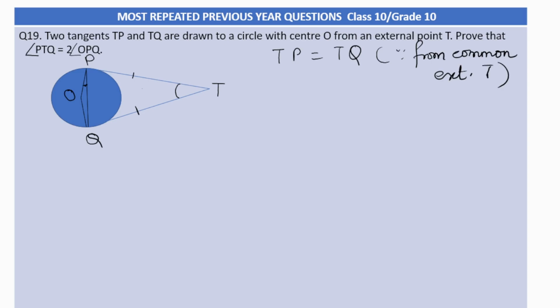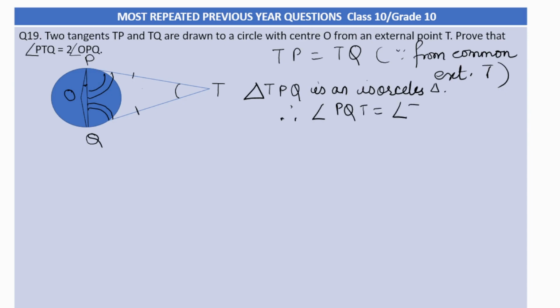Now, since these two sides are equal, triangle TPQ is an isosceles triangle, right? It is an isosceles triangle because two of its sides we just saw are equal. So if this is an isosceles triangle, then this angle here, I'll draw a bigger arc here, this angle here and this angle here will be of equal measure. Therefore, we can write angle PQT equal to angle TPQ.